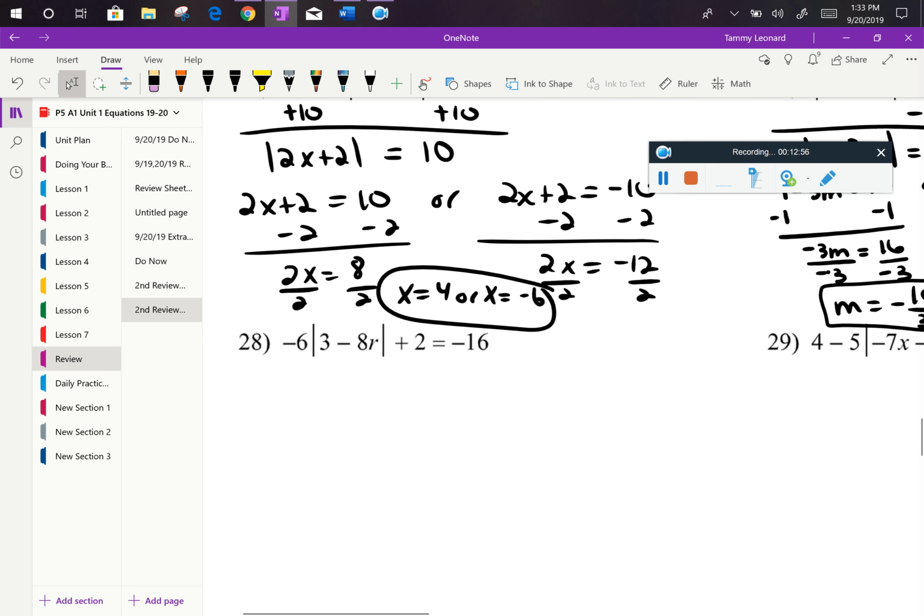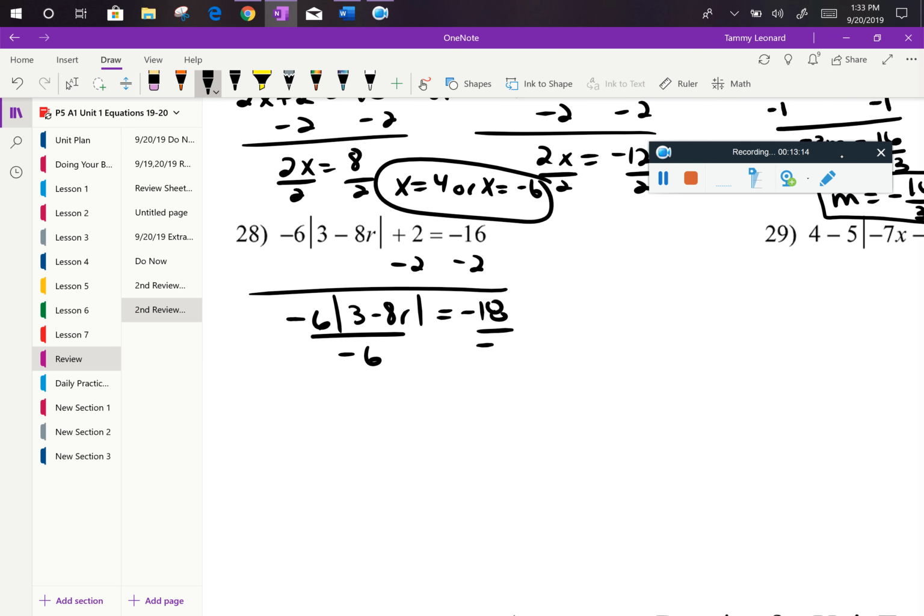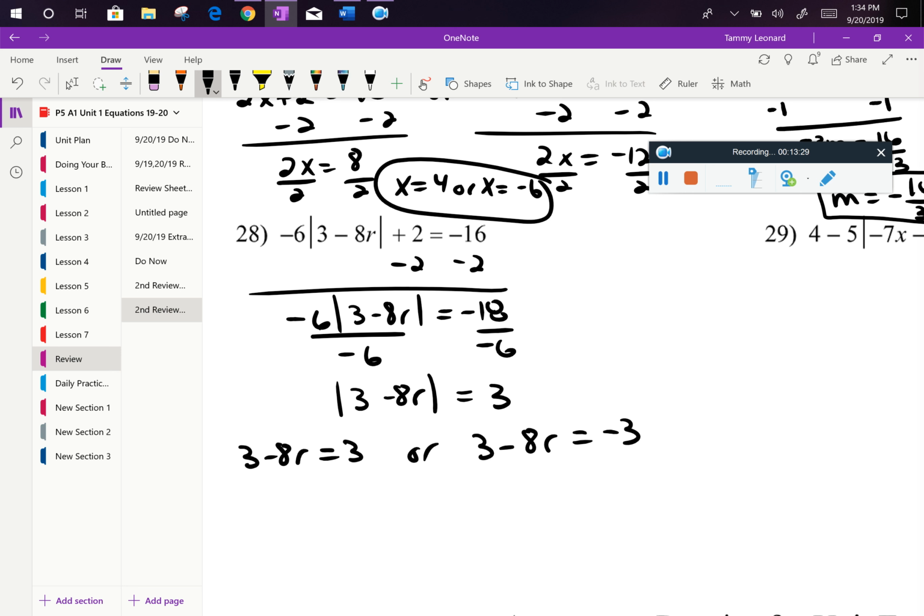Next we have in 28 a slightly more complicated absolute value equation. First we need to subtract 2 from each side, so we have negative 6 times the absolute value of 3 minus 8r equals negative 18. We still have another number outside the absolute value, so we're going to divide both sides by negative 6, and we have the absolute value of 3 minus 8r is equal to 3. Now we can set up the two equations. 3 minus 8r is equal to 3, or 3 minus 8r is equal to negative 3.